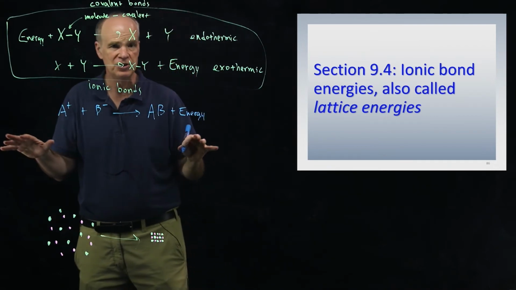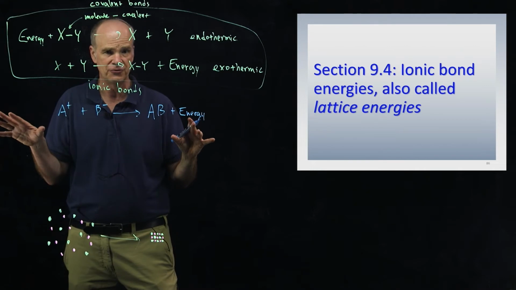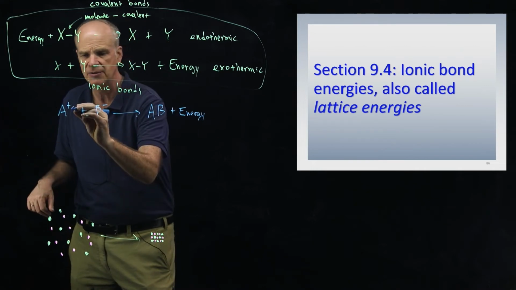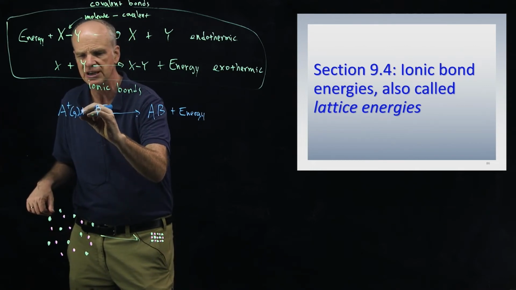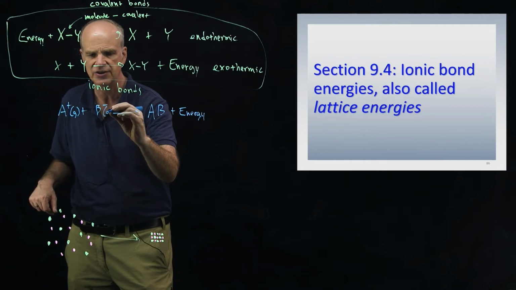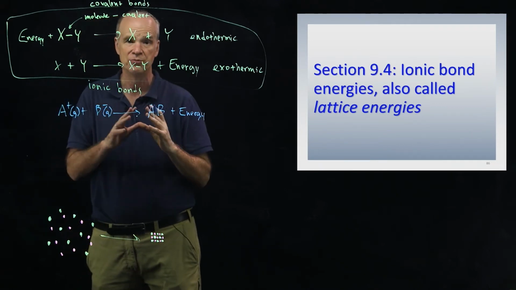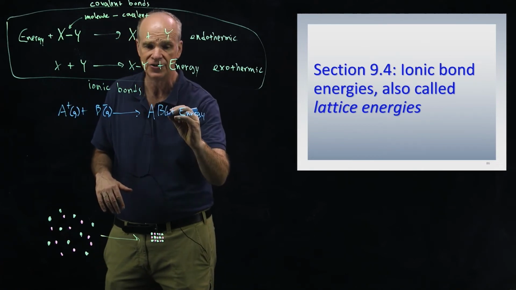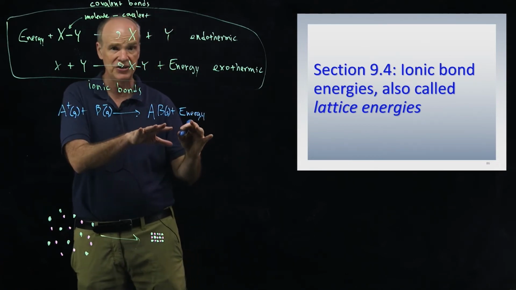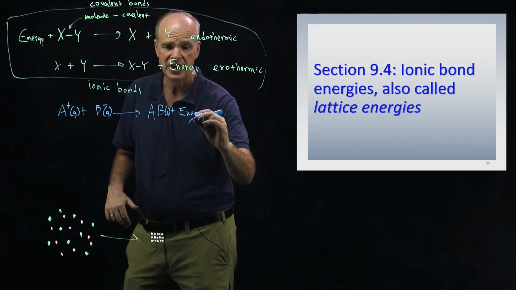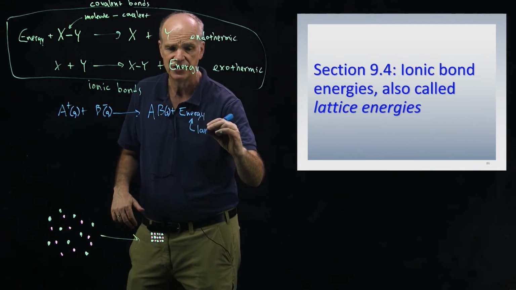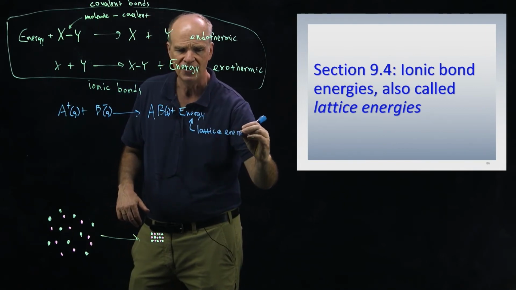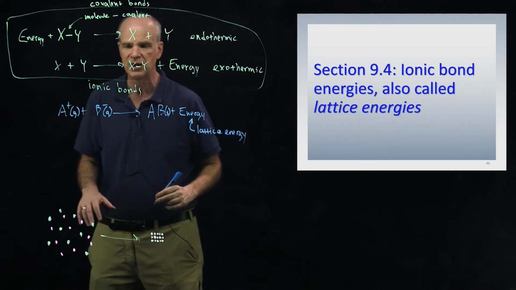Whenever you take free ions, and I'm going to add state symbols here to indicate that they have to be in the gaseous state, and you bring them together and they stick together to form an ionic compound, which is now in the solid state, you will release a large amount of energy. This energy is called lattice energy. So why is it called that? Well, I think I can explain it best with this picture.